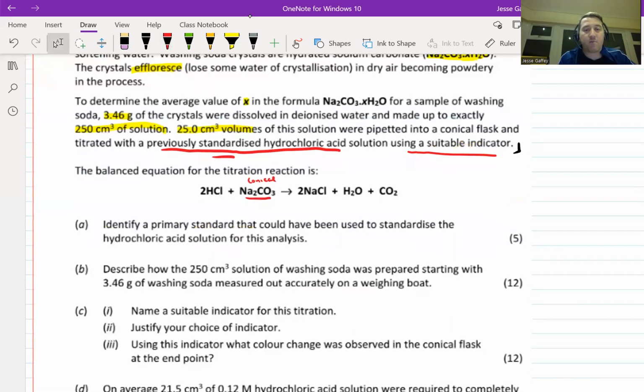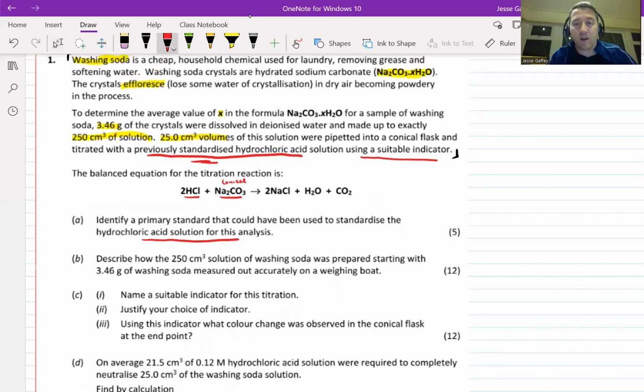It says identify a primary standard that could have been used to standardize the hydrochloric acid solution for this analysis. So here's the hydrochloric acid. It says it was previously standardized, so it must have been titrated against a primary standard solution. So your answer here is to write down what solution could we have used. In other words, we need a solution that will react with HCl, and it has to be a primary standard, so something we can make a standard solution from. So it would have been in the titration previous to this.